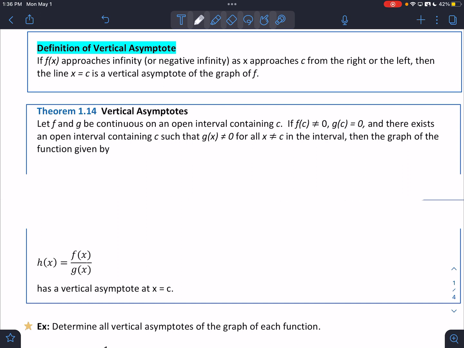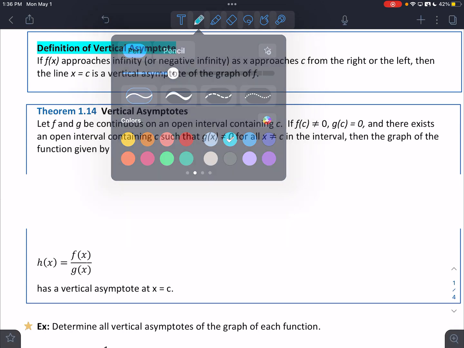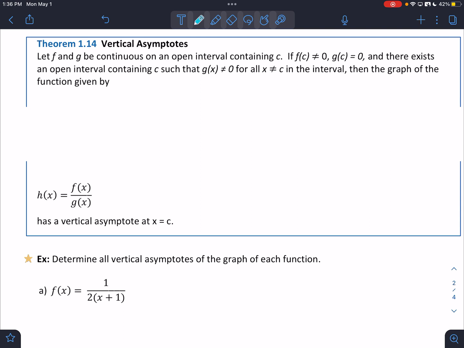right? So we have a little theorem here, 1.14, that says if f and g are continuous on an open interval that contains the point c, and if f of c is not equal to 0 and g of c is equal to 0, there exists an open interval containing c such that g of x, whatever, here we go. There's all that stuff. They're essentially saying if you have two functions being divided by each other, g of x is your denominator function, right? Which is why when g of c equals 0, there essentially exists an asymptote at x equals c, where you're taking that limit.